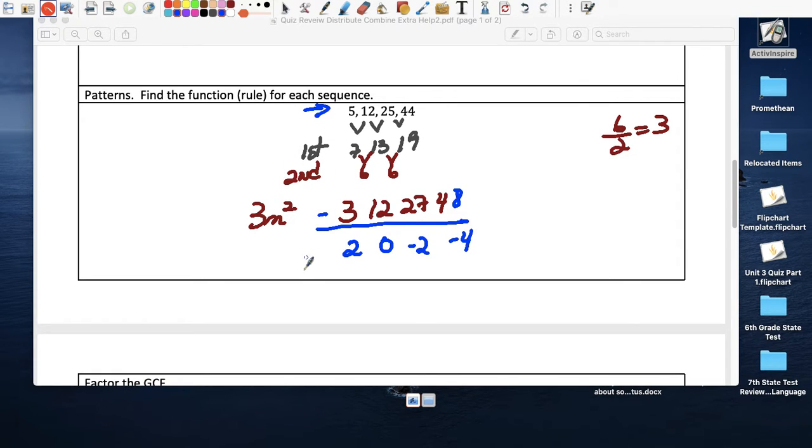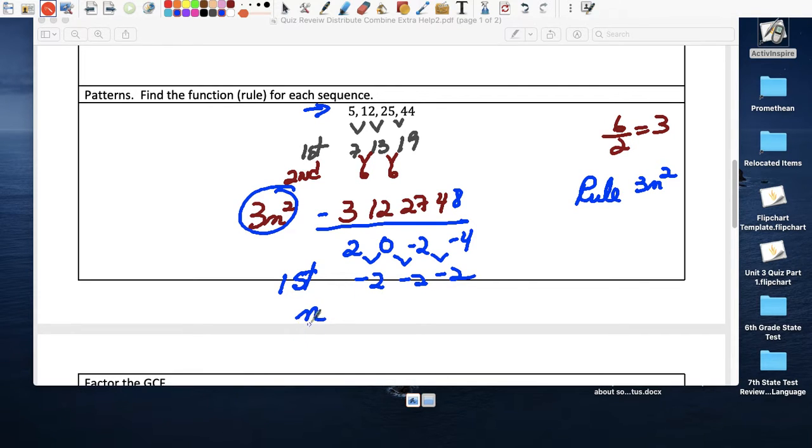Okay, so now that we've done that, we have a new sequence here: 2, 0, negative 2, negative 4. And we're going to find the first difference again. So I know my rule so far is 3n squared. There's a little bit more. From 2 to 0 is negative 2. From 0 to negative 2 is negative 2. And negative 2, right? So they're all the same, so I know it's linear. So in front of that n, we're going to put negative 2.